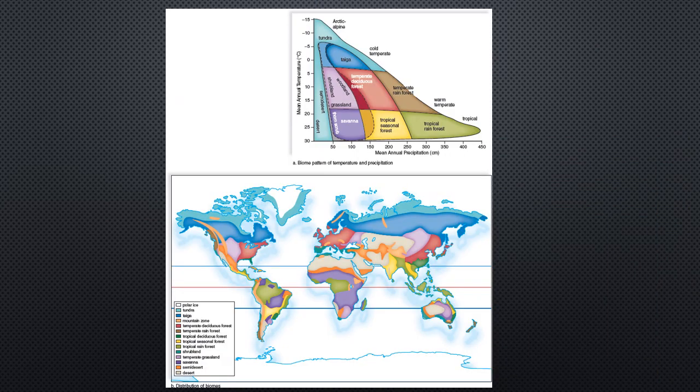So here you can see the distribution of the biomes and link that to the amount of temperature and rainfall that happens, and you can see the distribution worldwide for that.